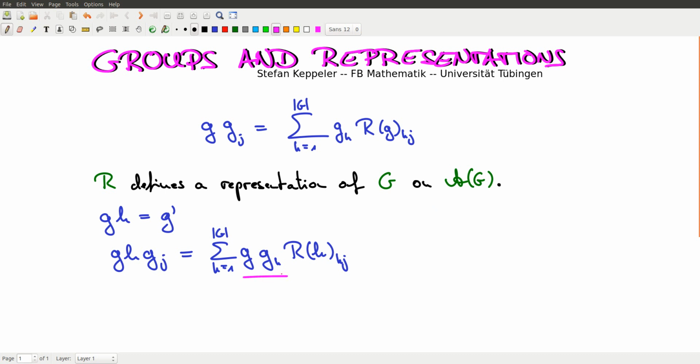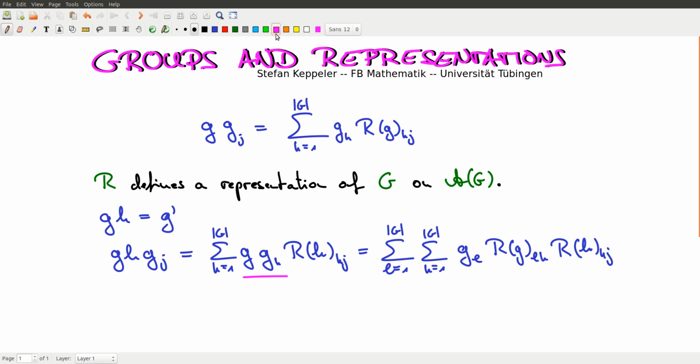And now we do it again for G times Gk here. So we have the sum, let's say L from 1 to the order of the group, and we copy the sum K from 1 to the order of the group. And now we have GL R of G index LK R of H index Kj. So the pink part here became the sum of L and these terms here, also just as defined up here.